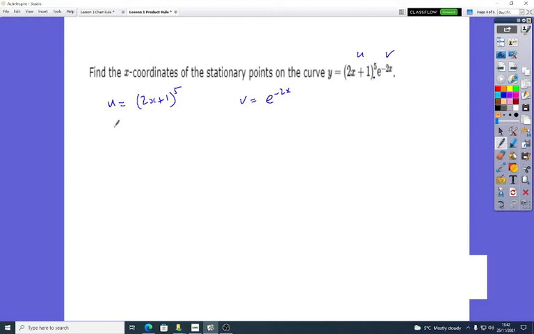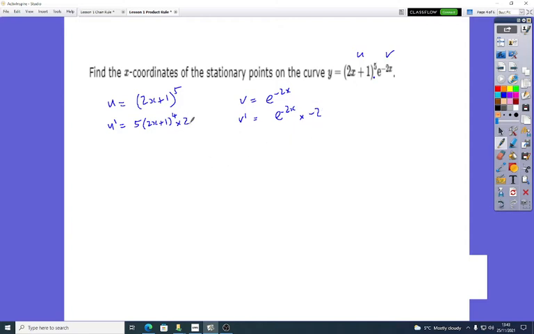So now when I differentiate this, you take the power down, take 1 off the power, times by the differential of the bracket, which is 2. So that's chain rule coming back in there. And when I do v dash of this, differentiate this, that stays the same. And again, chain rule is coming here. The differential of that is minus 2.